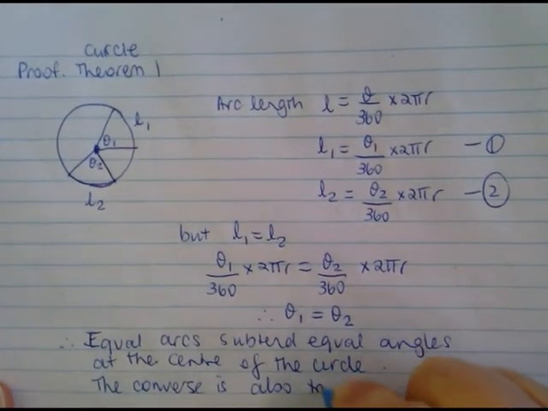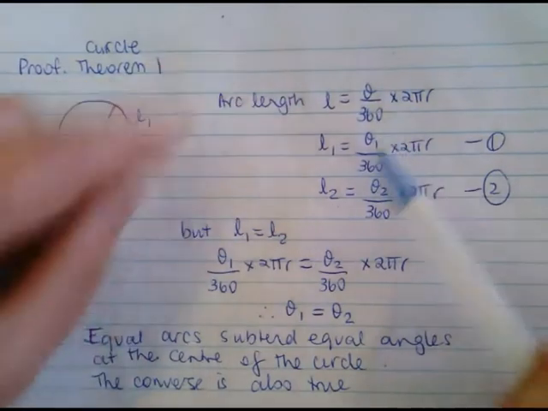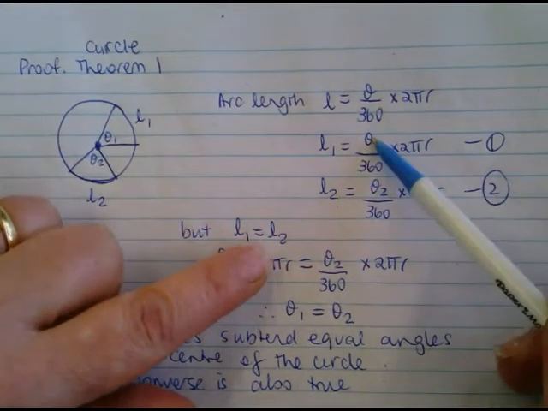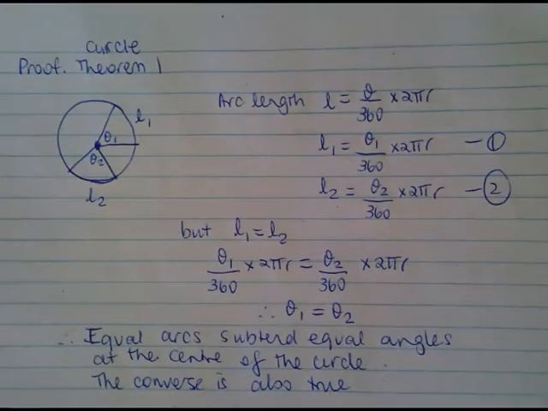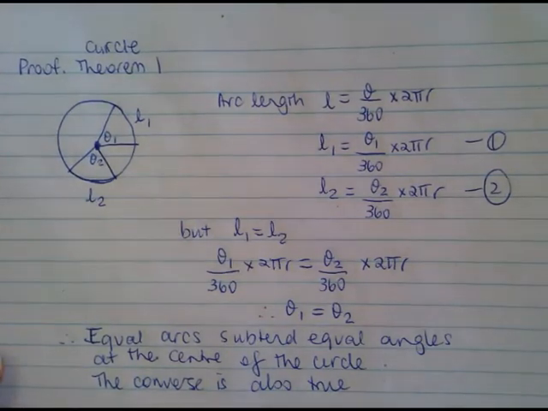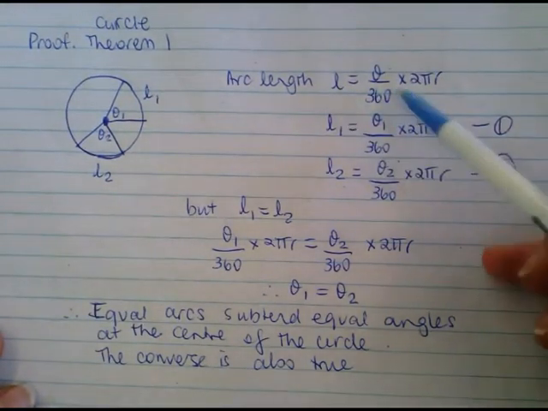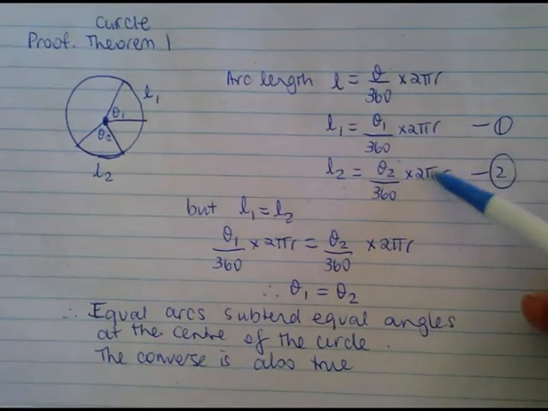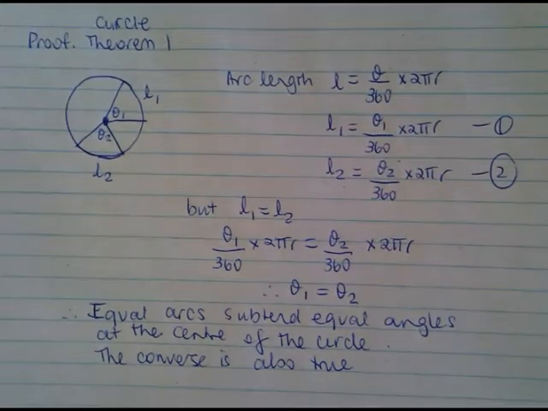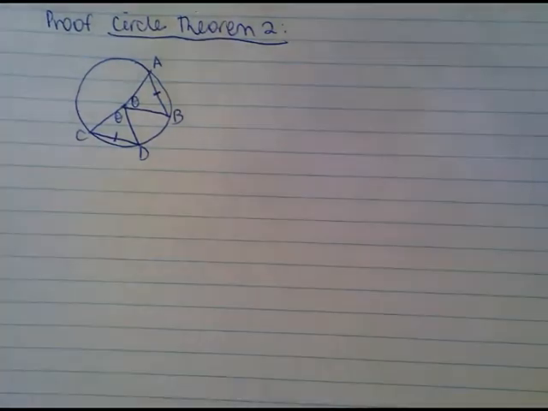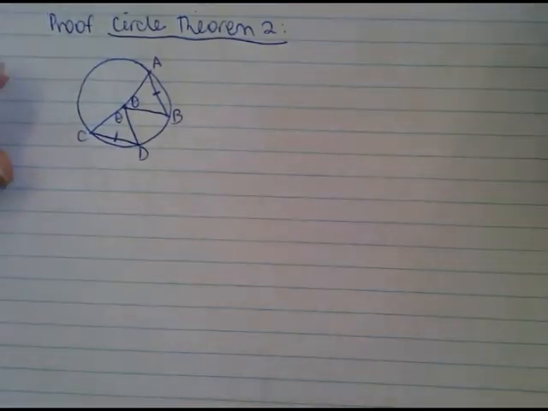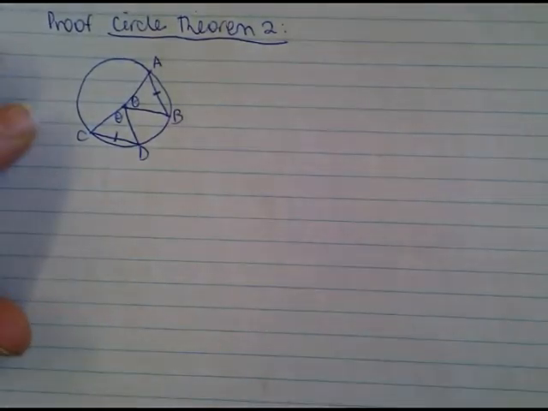If you were proving the converse, you'd say, I know that theta 1 equals theta 2, and then you're proving that L1 equals L2. That's proving the converse, that if the angles at the center are equal, the arcs are equal. You'd use the same formula, but you just say, I know theta 1 equals theta 2, therefore L1 will equal L2.